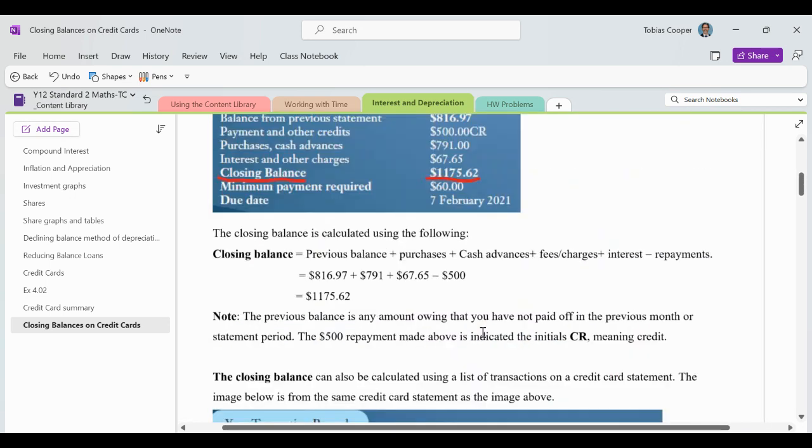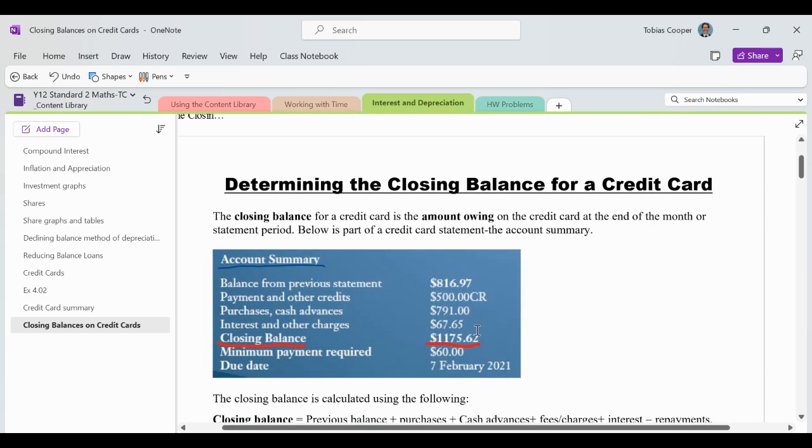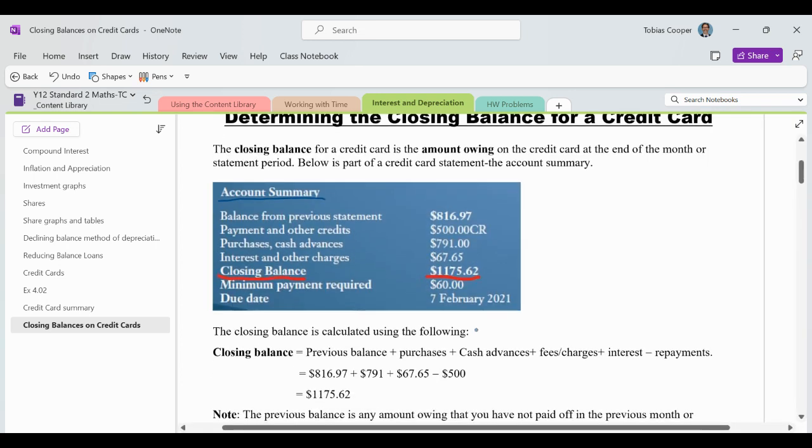Okay, we're going to look at determining the closing balance for a credit card. Now, the closing balance for a credit card is the amount owing on the credit card at the end of the month or the end of the statement period. Below, as part of a credit card statement, is the account summary. Clearly, underlined in red, you can see the closing balance.